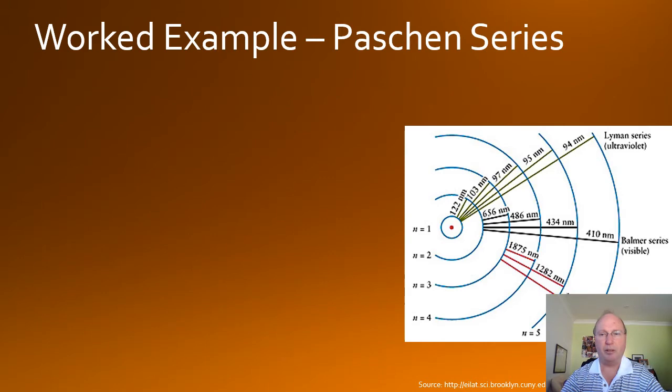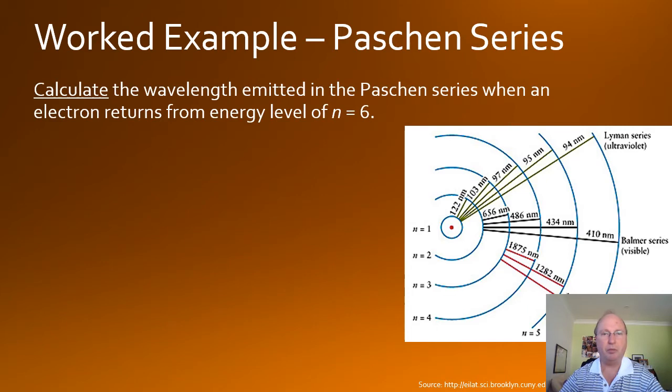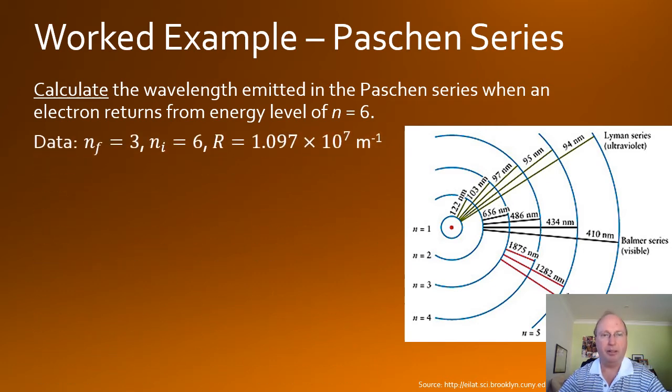But then a scientist by the name of Paschen came up with another series, and let's have a look at this one. It says calculate the wavelength emitted in the Paschen series when an electron returns from energy level of n equals 6. Now, in the Paschen series, the electron falls to n equals 3. Here's the data: nf equals 3, ni equals 6.